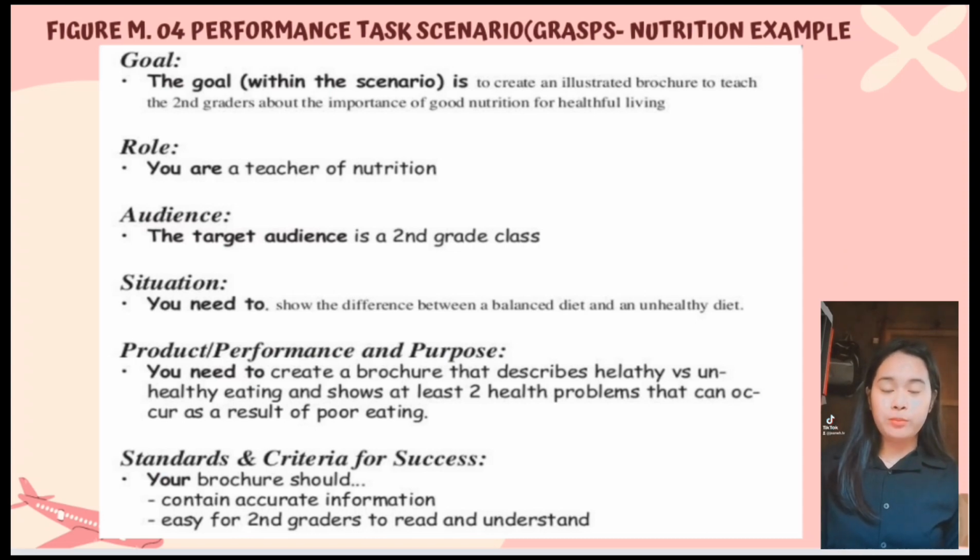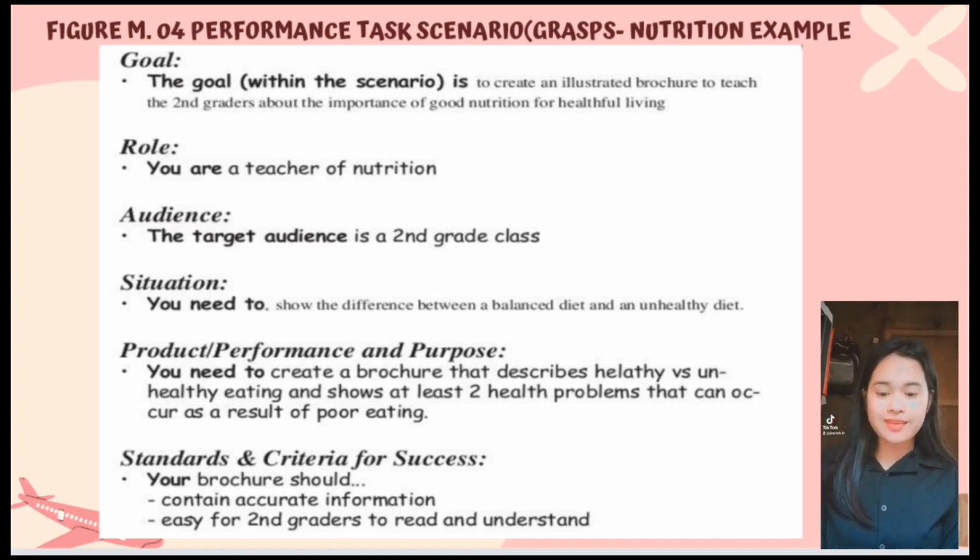So in figure M.04, it is an example of a performance task scenario which used GRASPS, and then it is all about the nutrition example. So the goal within the scenario is to create an illustrated brochure to teach the second graders about the importance of nutrition for healthful living. And then the role is you are a teacher of nutrition. The audience is the target audience is a second grade class.